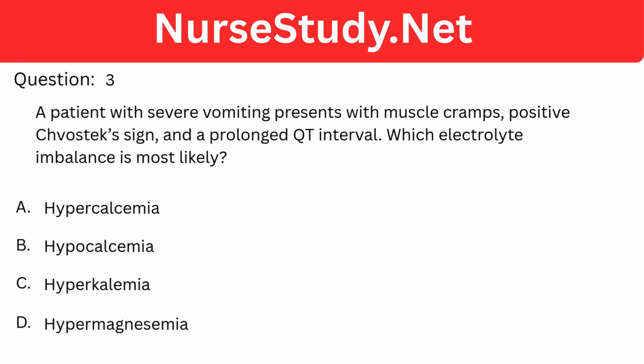Question 3. A patient with severe vomiting presents with muscle cramps, positive Chvostek's sign, and a prolonged QT interval. Which electrolyte imbalance is most likely? A. Hypercalcemia. B. Hypocalcemia. C. Hyperkalemia. D. Hypermagnesemia.